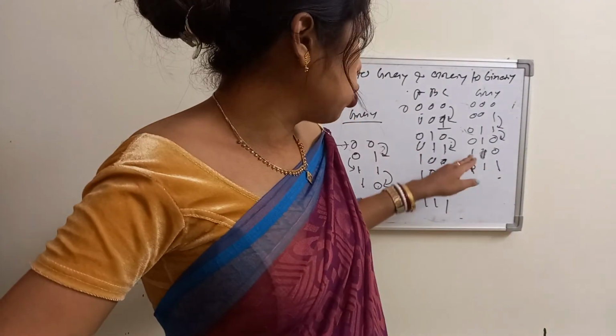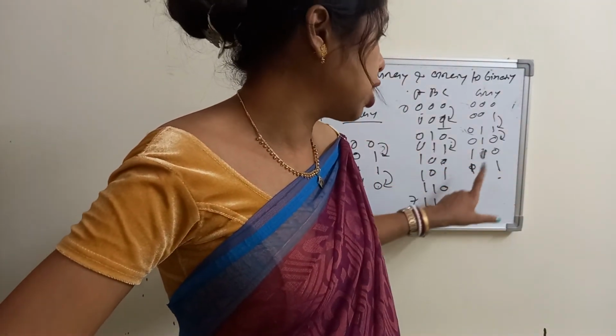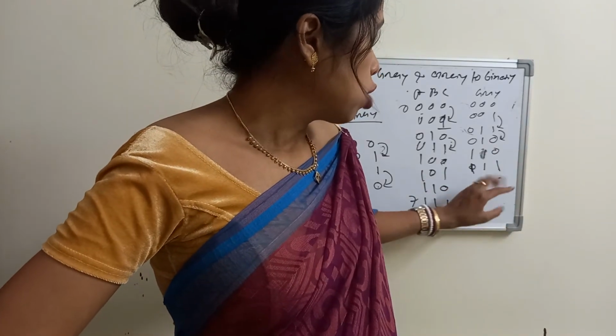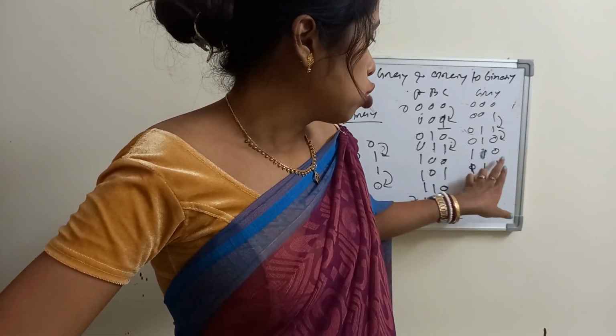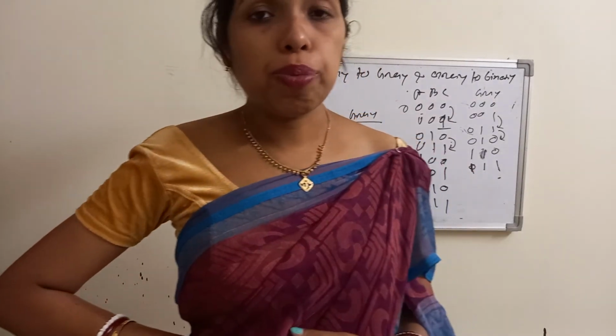Suppose due to the noise the 110 is changed to 111. Okay, so now we can easily check the error, so only this bit is changed. So it is mainly used for error detection purpose in communication.